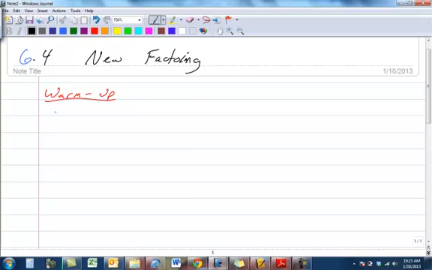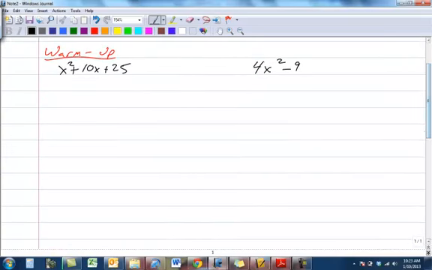The first one, we're going to do x squared plus 10x plus 25. Second one, I want you to factor 4x squared minus 9. Then I want you to factor 3x squared plus 15x plus 12. Don't forget about the first thing you always look for on this one, GCF. And then the last one I want you to factor is 2x squared minus 5x minus 12.